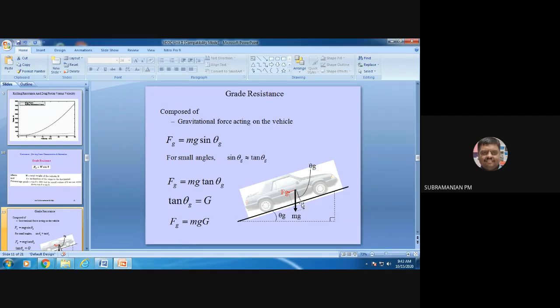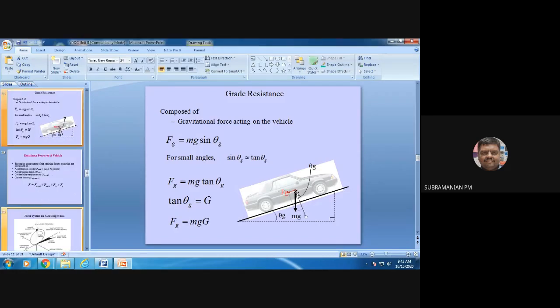One is mg cos theta, which acts perpendicular to the slope, and the other is mg sin theta, which acts in this direction. This mg sin theta is known as grade resistance. Because my car is traveling up, my grade resistance acts opposite to that. When the car is coming down, the grade resistance also acts in the opposite direction. So you have to understand that grade resistance always acts opposite to the direction of car motion.